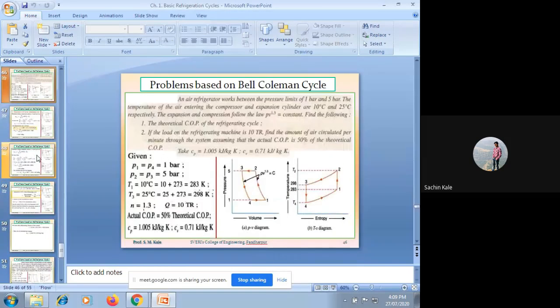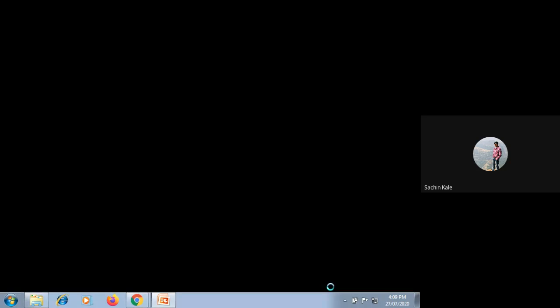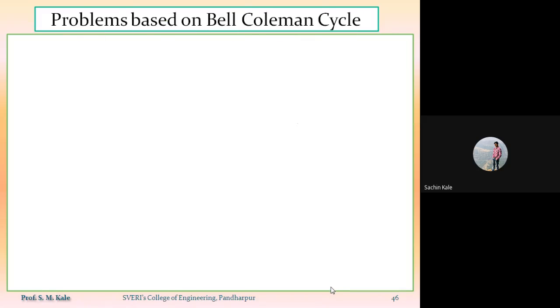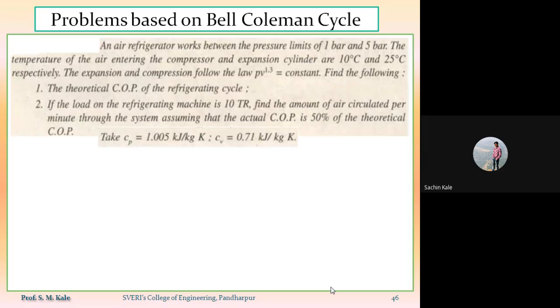So I think last time we solved two problems based on the Bell-Coleman cycle. For practice, we will take one more problem. Now shall we start? The third problem based on the Bell-Coleman cycle. Okay, we'll read the problem.